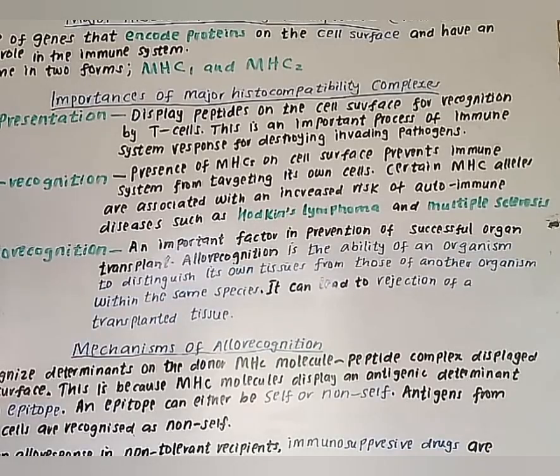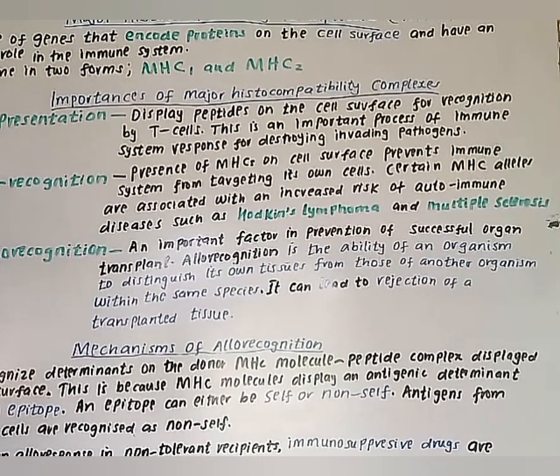Major histocompatibility complexes. This is a group of genes that encode proteins on the cell surface and have an important role in the immune system. They come in two forms, that is MHC1 and MHC2. Importance of major histocompatibility complexes. Number 1, antigen presentation. They display peptides on the cell surface for recognition by T cells. This is an important process of immune response for destroying invading pathogens.